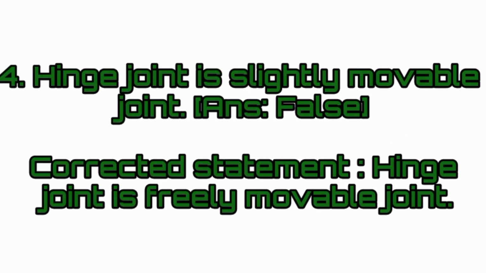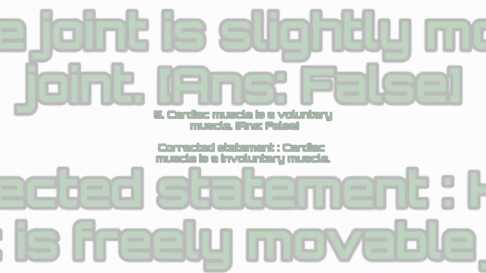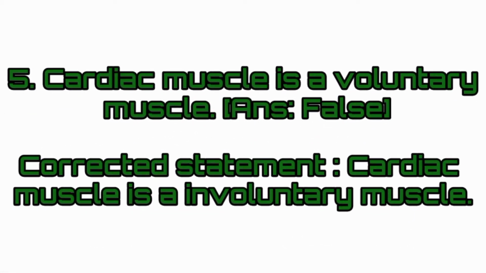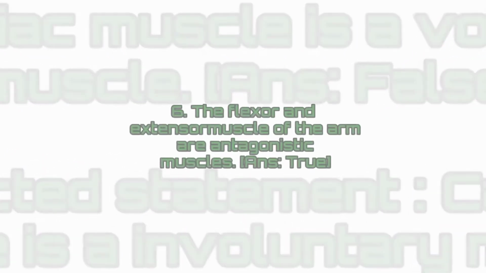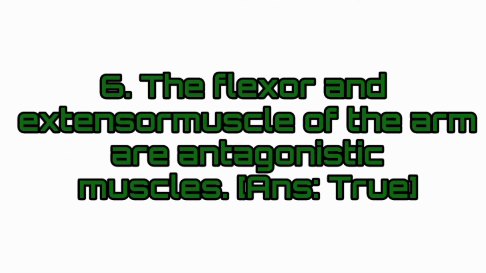Hinge joint is slightly movable joint. Answer: false. The correct statement is hinge joint is freely movable joint. Cardiac muscle is a voluntary muscle. Answer: false. Cardiac muscle is an involuntary muscle. The flexor and extensor muscle of the arm are antagonistic muscles. Answer: true.